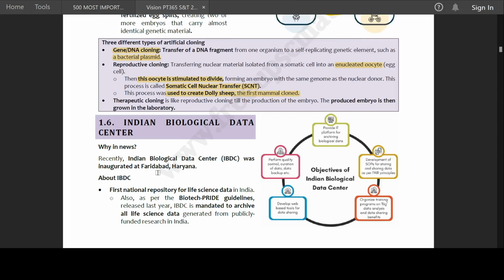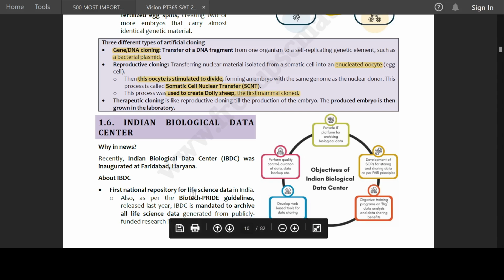Indian Biological Data Center was inaugurated at Faridabad, Haryana. It is the first national repository for life science data in India. Also, as per the Biotech Pride guidelines released last year, IBDC, that is Indian Biological Data Center, is mandated to archive all life science data generated from the publicly funded research institutes.